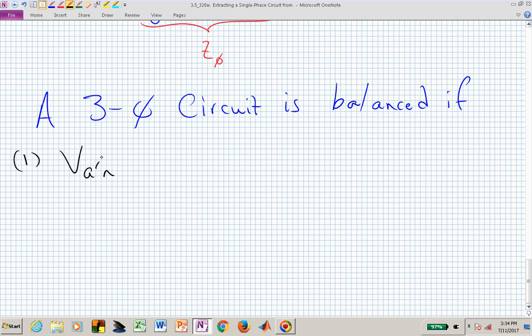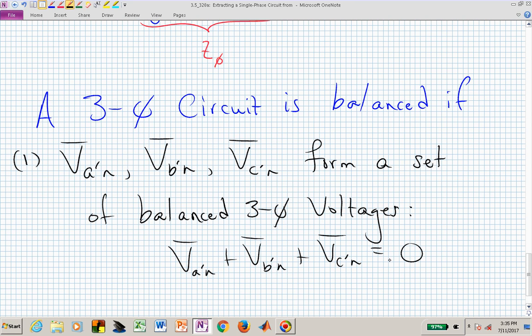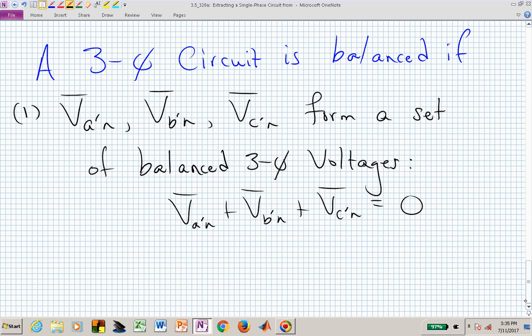One is that V sub A prime N, that phasor, V sub B prime N, and V sub C prime N, those three generator voltages form a set of balanced three-phase voltages. By that, I mean that V sub A prime N, V sub B prime N, and V sub C prime N all have the same magnitude. They, depending on the phase sequence, whether it's positive or negative, are 120 degrees away from each other. And when you add those up, remember to draw the vectors, and they end up coming right back where you started as a combination. So those three phasors add to 0.